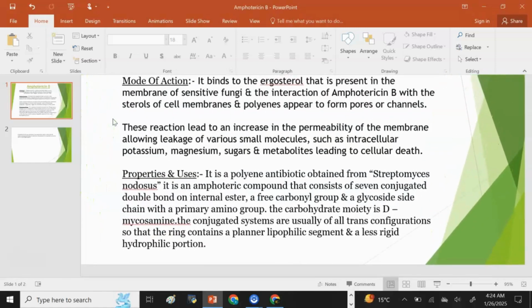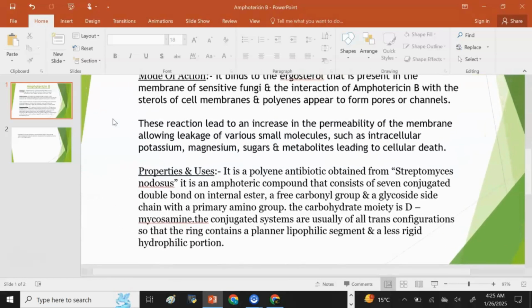These reactions lead to an increase in the permeability of the membrane, allowing leakage of various small molecules such as intracellular potassium, magnesium, salt, sugar, and metabolites. These are all the essential nutrients required by the fungi cell to keep functioning, and when they are all leaked out, that is, a leakage occurs, the fungi is going to die. So these are the properties and uses.